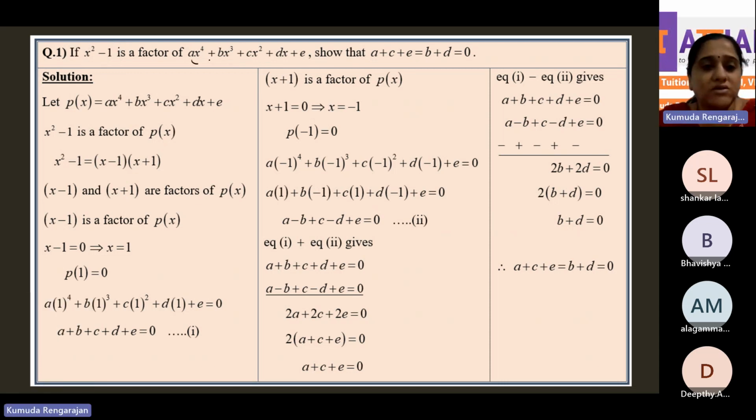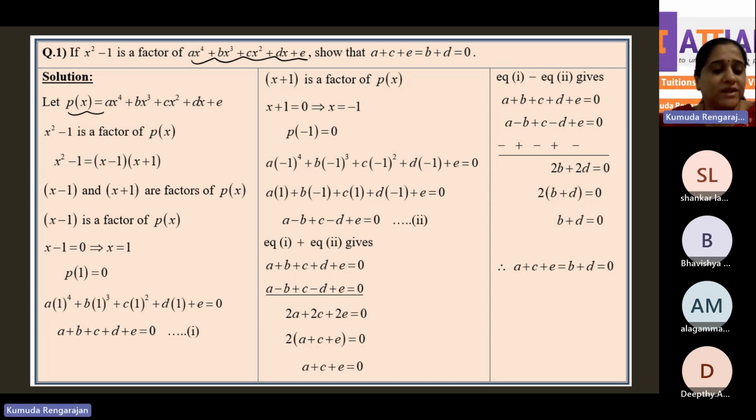So we'll call this one p of x. What is given? x square minus 1 is a factor of p of x. But x square minus 1 is quadratic, so we have to break it down. So we get x plus 1 and x minus 1. So factor means p of x is divisible by x square minus 1. That means p of x is also divisible by x plus 1 and x minus 1.